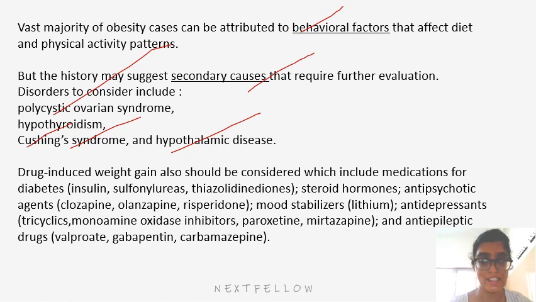Drug-induced weight gain also should be considered and include medications for diabetes, that is insulin, sulfonylureas, thiazolidinediones, steroid hormones, antipsychotic agents like olanzapine, clozapine, and risperidone, mood stabilizers like lithium, antidepressants like TCAs, monoamine oxidase inhibitors, paroxetine, mirtazapine, and valproate, gabapentin, and carbamazepine.